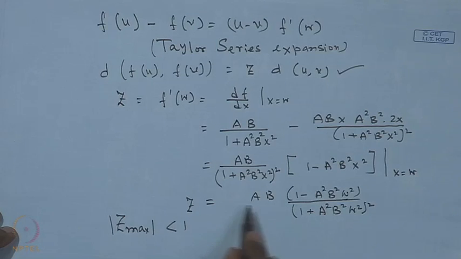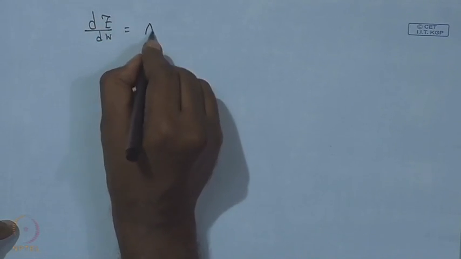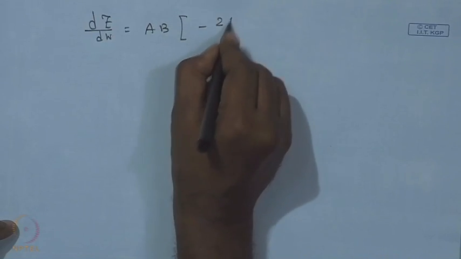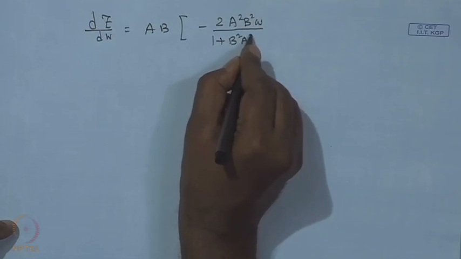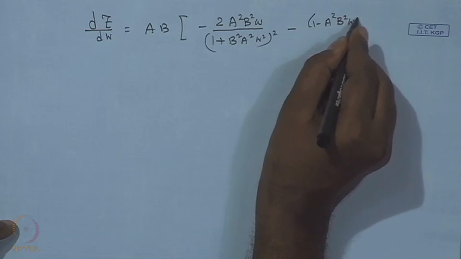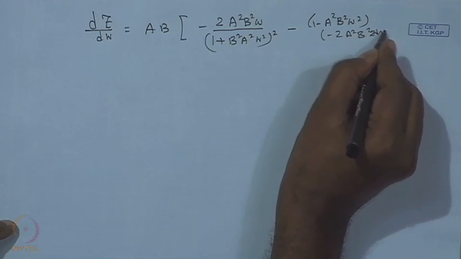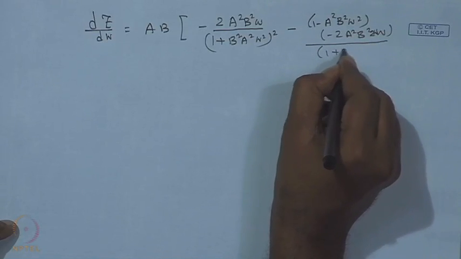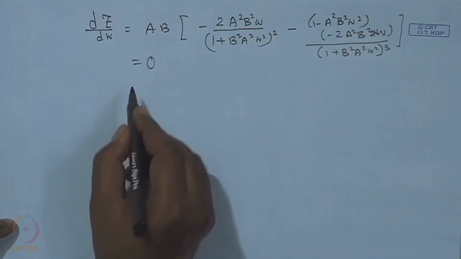So we differentiate it once again, evaluate the z maximum and put it equal to 0, and see what we get. If you really do that, you will get dz dw equal to something like this: a b minus 2 a square b square w divided by 1 plus b square a square w square, square of that, minus 1 minus a square b square w square multiplied by minus 2 a square b square 2 w, divided by 1 plus b square a square w square cube, and put it equal to 0 to evaluate the maximum value of z.